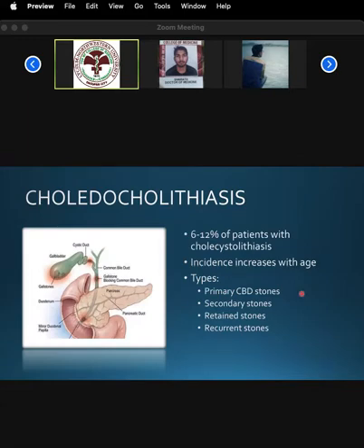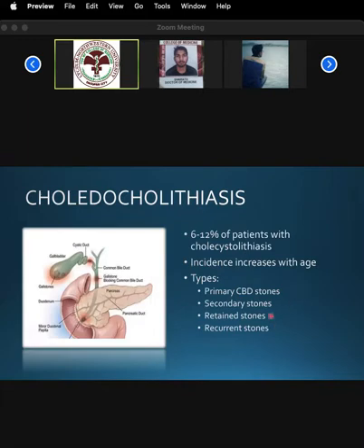So we either have primary common bile duct stones, secondary duct stones, retained stones, and recurrent stones. When we say primary common bile duct stones, these are stones that form primarily in the bile ducts. If you look at these stones, they usually conform to the shape of the bile ducts such that they are usually elongated. Okay? On the other hand, when we say secondary ductal stones, these usually form in the gallbladder and migrate to the common bile ducts. When you look at them, they are usually rounded or spiculated and not elongated.